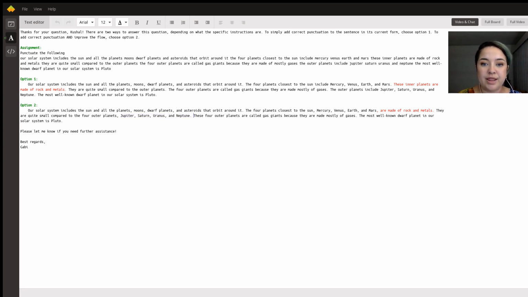And then I put these four outer planets since I've already listed them. Here it says the four outer planets because they haven't been listed. So I'm using these here. Four outer planets are called gas giants because made mostly of gases, kept the period and the there. And then the last sentence about Pluto is exactly the same. So that's pretty much it.